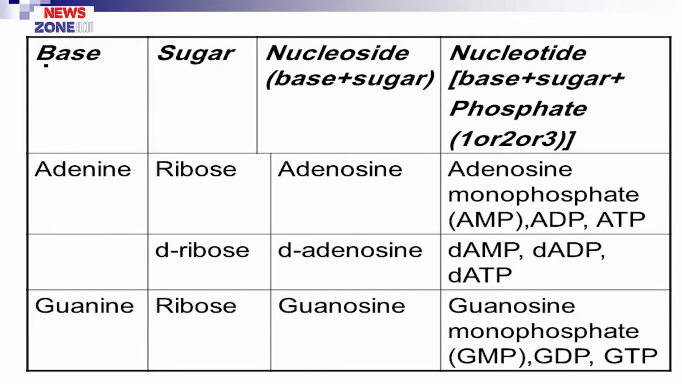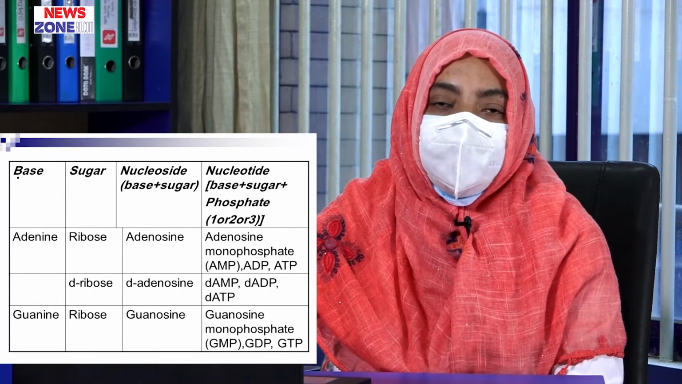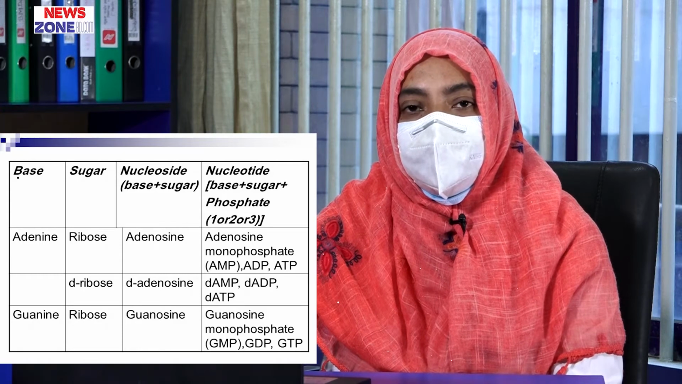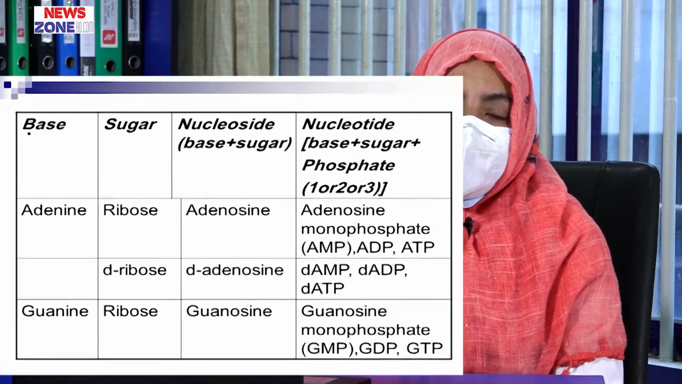If the base is adenine and the sugar is D-ribose, then the formed nucleoside will be D-adenosine and the formed nucleotide will be D-adenosine monophosphate, D-adenosine diphosphate, D-adenosine triphosphate.